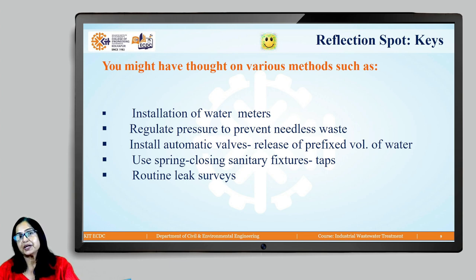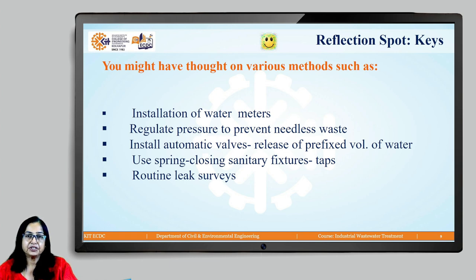I hope that you might have thought of methods like installation of water meters. So you have a water budget, you know how much water is required for which purpose. If you install water meters, you will have a count on how much water is used. And if there is a vast difference, obviously it will indicate which section and where water is wasted.